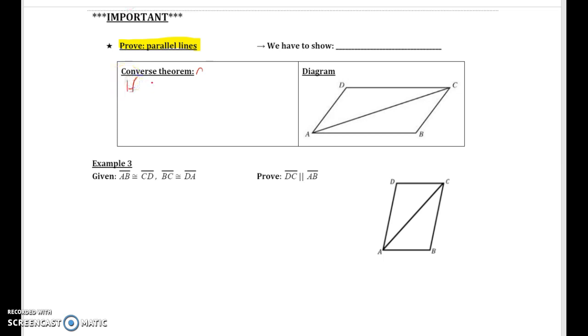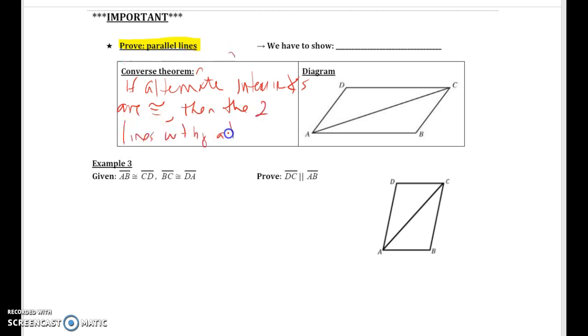So if alternate interior angles are congruent, if we can show that, then the two lines cut by a transversal are parallel. Okay, so if the alternate interior angles are congruent, then the two lines are parallel.